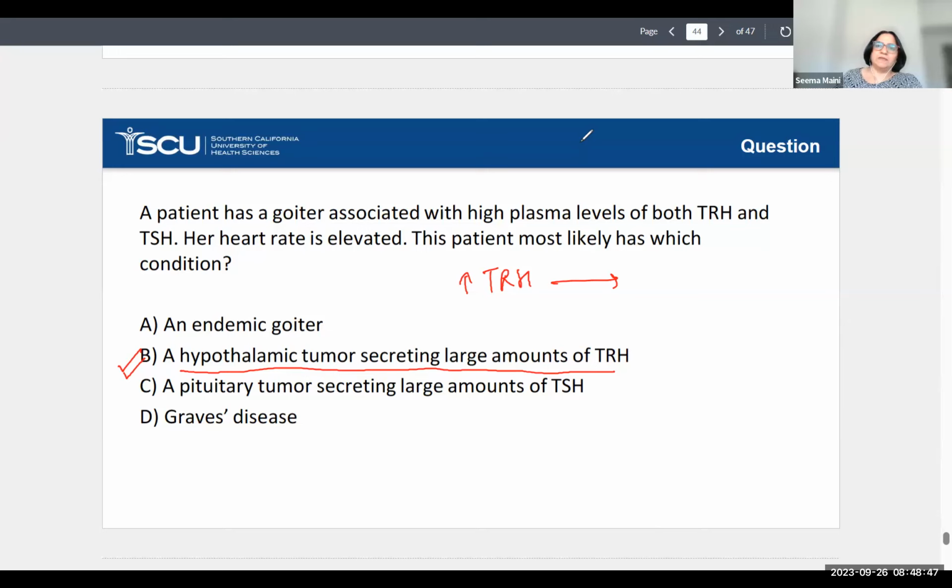Okay. All right. Is this question clear with everyone? Increased TRH increases TSH levels, okay? So this causes increased level of T3, T4, because they did not say anything about T3, T4, but they are saying heart rate is elevated. So that means there is increased level of T3, T4. That is the cause of increased heart rate. So the whole hypothalamic pituitary thyroid axis is hyperfunctioning. All right.